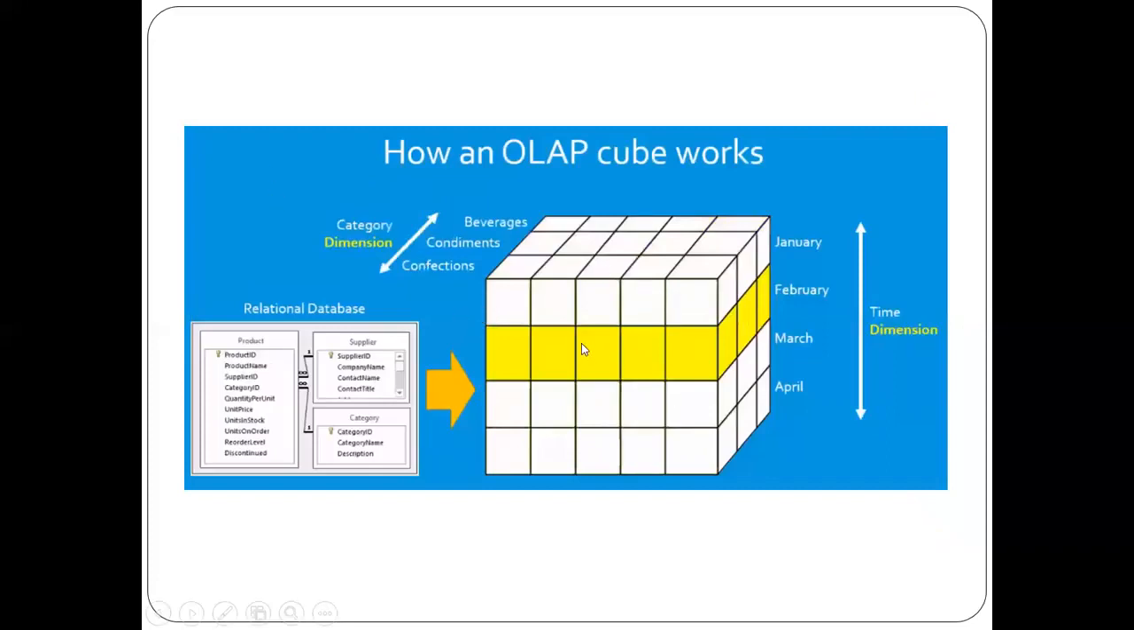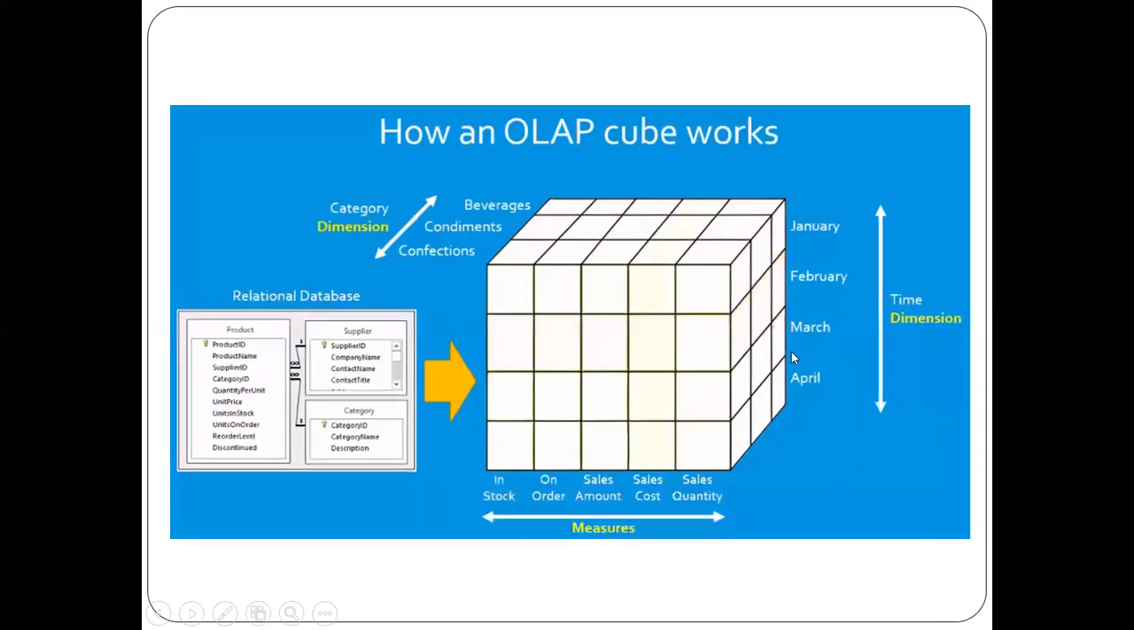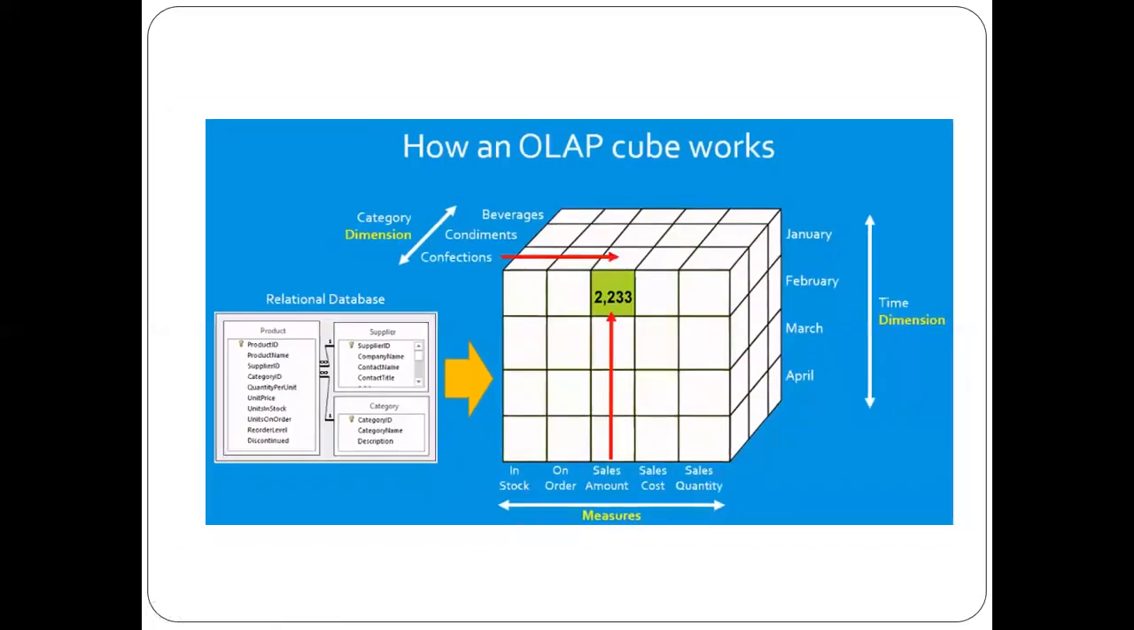This one we have seen, but now if you look here, this is the time dimension. January, February, March, April. This is the category dimension, so for each category we have 1, 2, 3. Same way here we have the time dimension. January, February, March, April, like this, right? Or Q-wise, so Q-wise everything will be there. The same way we'll be having measures: in stock, on order, sales amount, sales cost. These are all the measurable values that we are seeing in different dimensions.